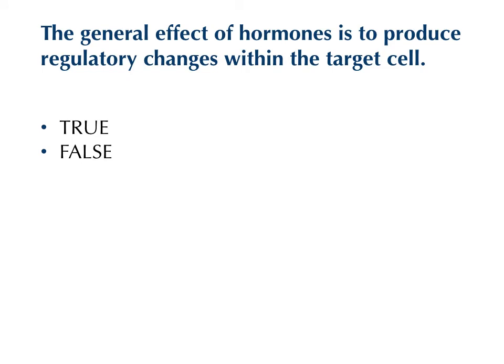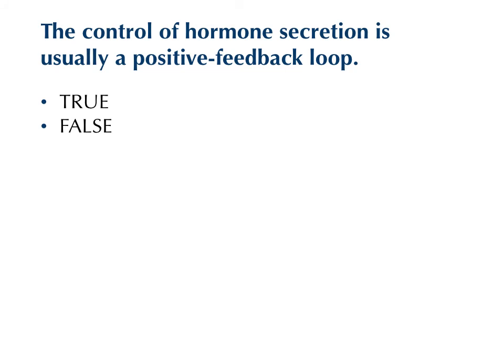The general effect of hormones is to produce regulatory changes within the target cell. True or false? And that is, of course, true. The control of hormone secretion is usually a positive feedback loop. And we know that it is false. It's usually a negative feedback loop. We have a very few instances, oxytocin being one of them, that's a positive feedback loop.